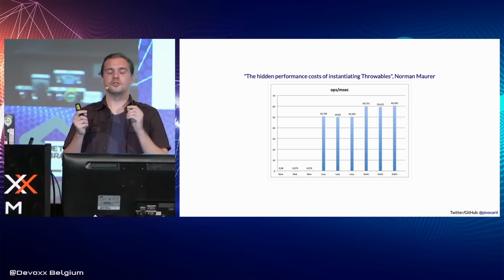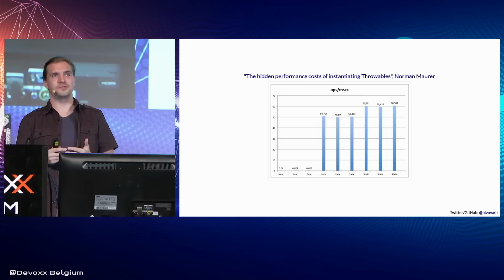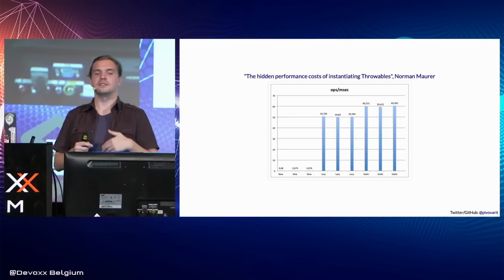So you have an operation run in a loop, and a new exception object is being created on every iteration. On the other side, you have an extreme situation with a stackless static exception, just being thrown always in the same scenario. As you can see on this graph, this is operations per millisecond. So the higher the bar, the better the result.